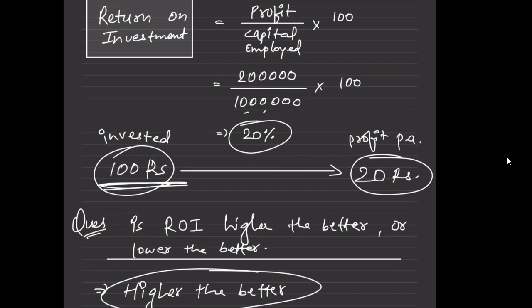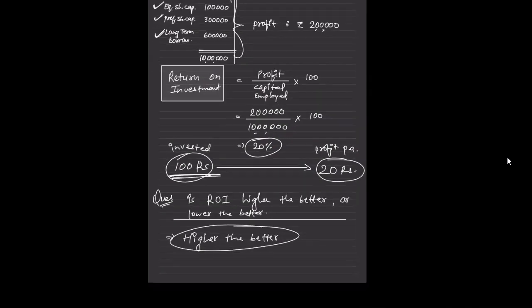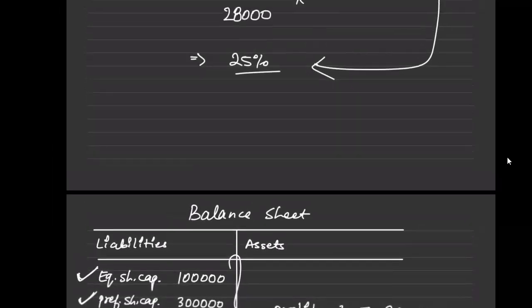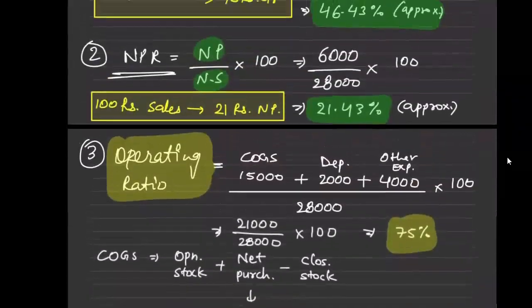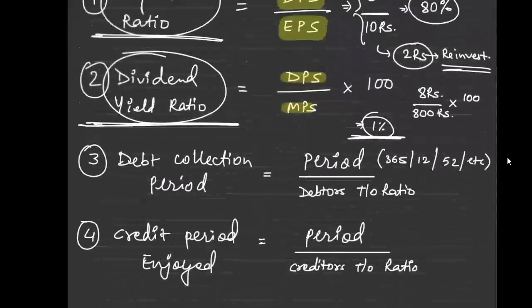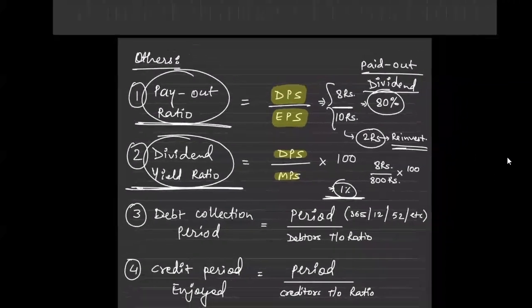Normally the business earns less compared to 100%. So that is how we can say the ROI should be higher the better. So that was about your ratios of profitability. Now let us go to your activity based ratios.